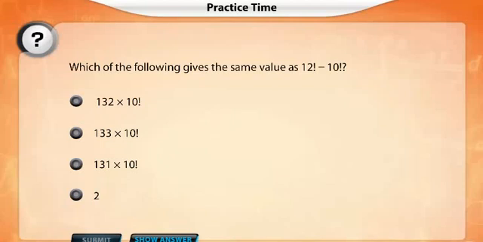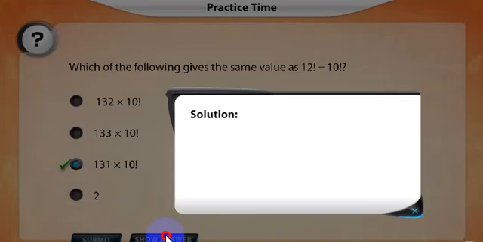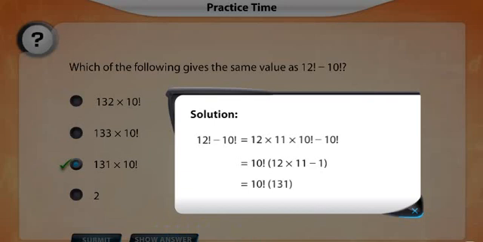From the given options, select the value which gives the same value as 12 factorial minus 10 factorial. Twelve factorial can be expressed as a multiple of 10 factorial as shown. On simplification, we get the result as shown.